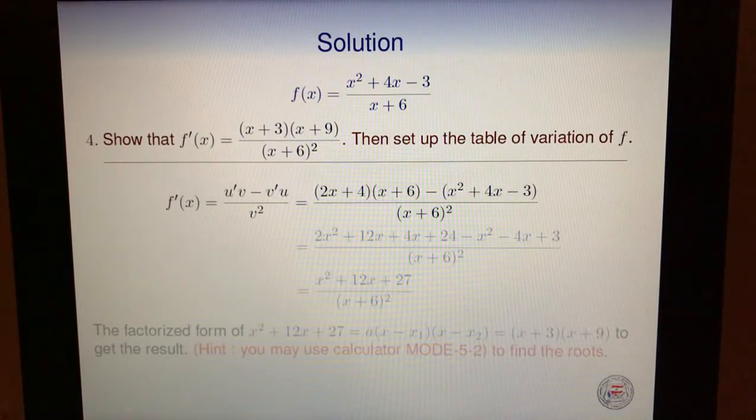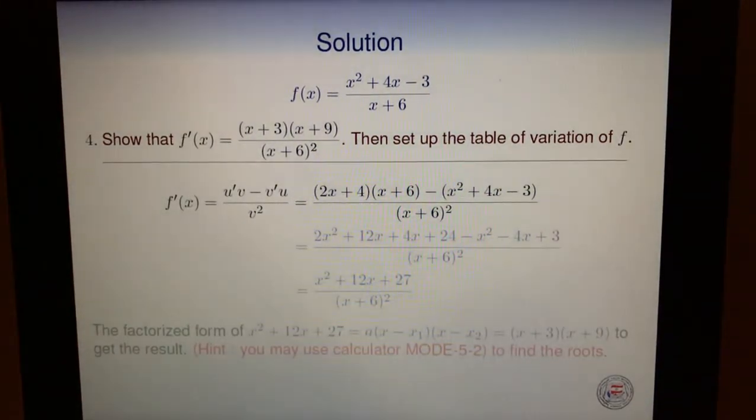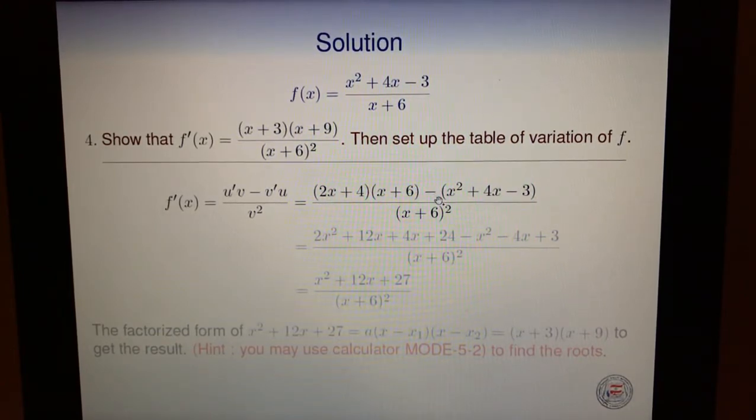First, we will find the derivative f prime of x. So f of x is in the form of u over v. So the derivative is u prime v minus v prime u over v squared. u is the expression in the numerator and v is the expression of the denominator. So u prime is the derivative of the numerator expression, which is equal to 2x plus 4. v is x plus 6, and v prime is the derivative of x plus 6, which is equal to 1. u is the numerator expression.